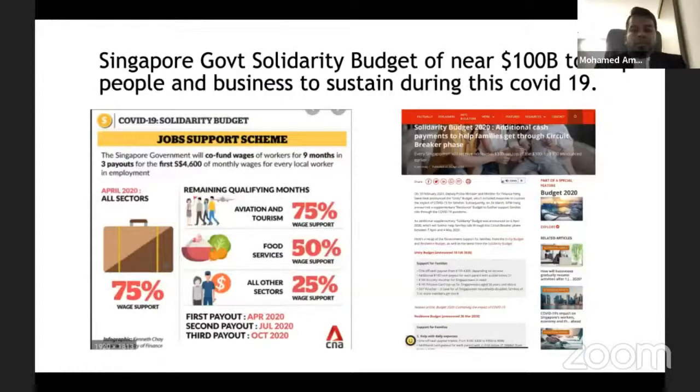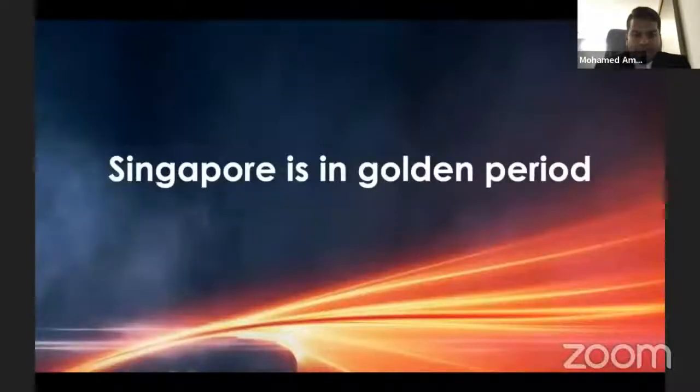So during COVID, our government set aside some budget to help people and businesses, up to almost $100 billion to help the needy companies who were struggling back then. So now our economy is back to normal, and we are gearing up for more. So Singapore is in the golden period at the moment.